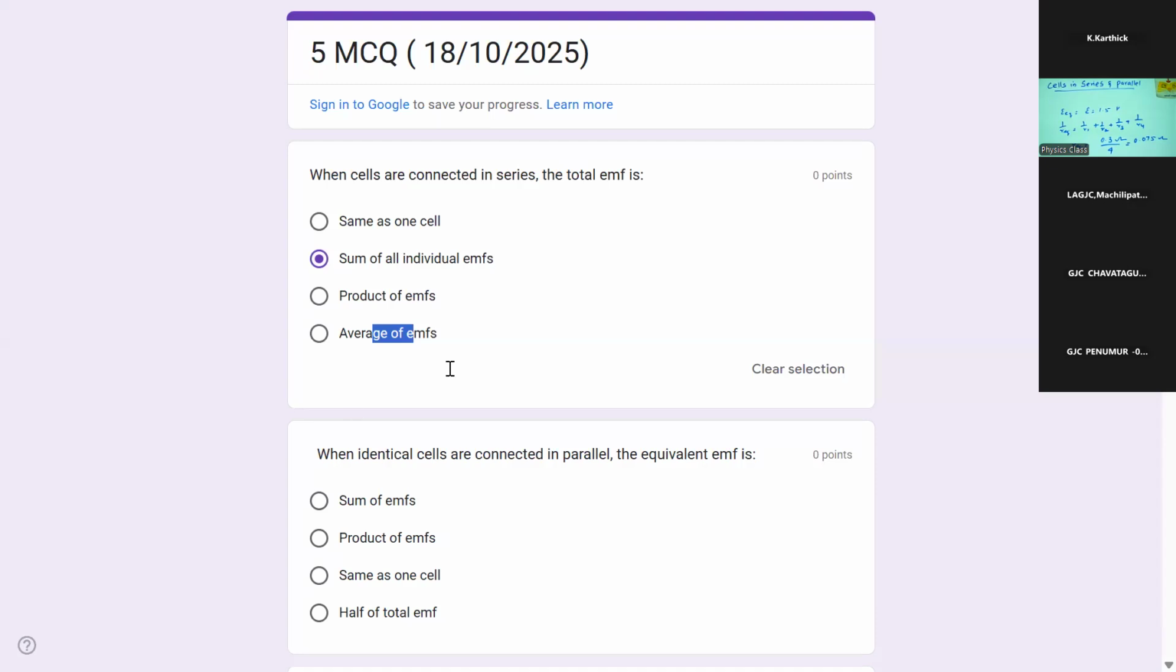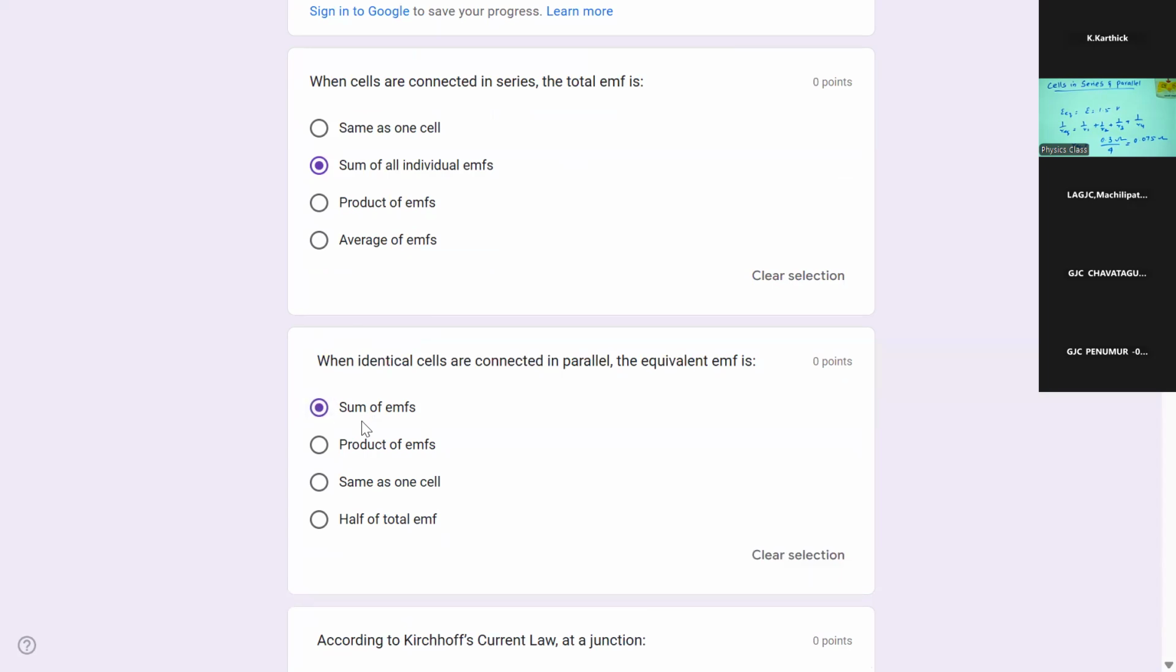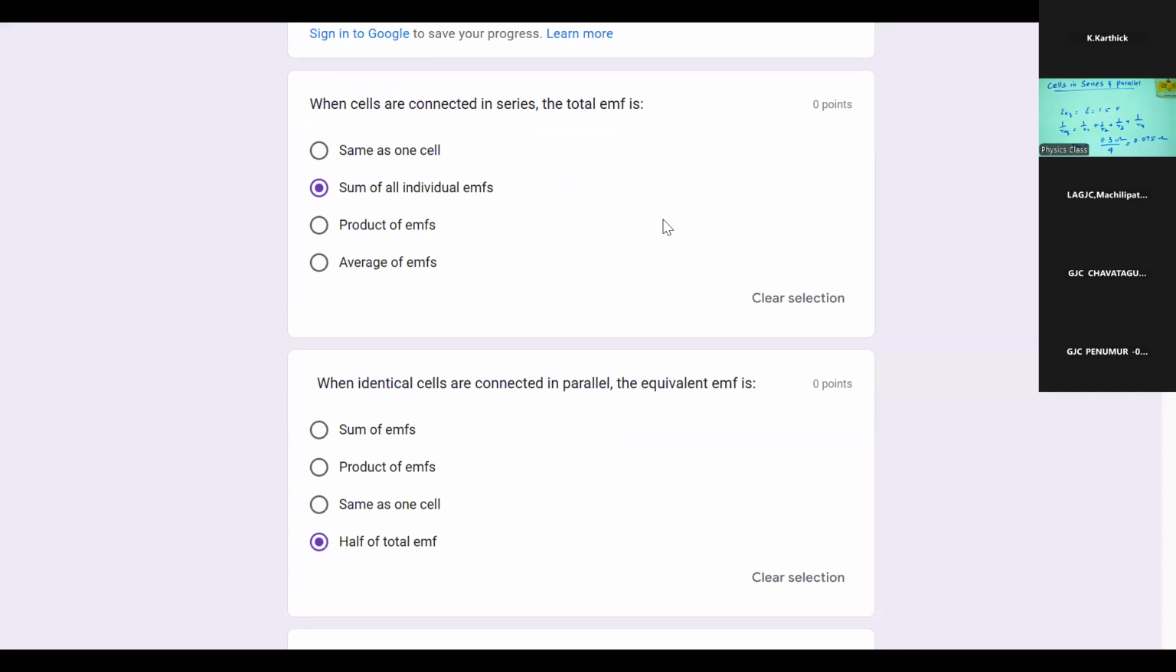Then next one. When identical cells are connected in parallel, the equivalent EMF. So now cells are connected in parallel. Then equivalent EMF: sum of the EMF, product of EMF, same as one cell, half of total EMF. Which one is correct? For the second question. Option B, option C.